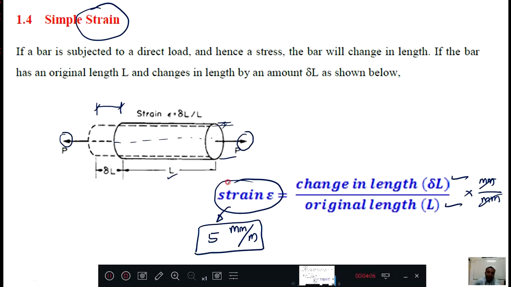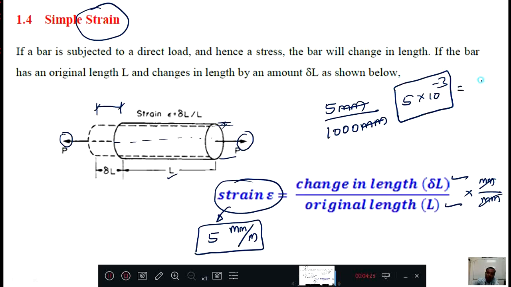Okay, then how to make it unitless? You can make it 5 mm per 1000 mm, because 5 mm per meter, and 1 meter means 1000 mm, then mm will cancel, and you get 5 into 10 raised to minus 3. Now see, 5 into 10 raised to minus 3 is also strain, and this is also strain, but the units are different. Here mm per meter is expressed, and it becomes very easy to pronounce, 5 mm per meter. But this one, 5 into 10 raised to minus 3, we will use for substitution purposes or any technical problem analysis. And here you don't observe any unit.